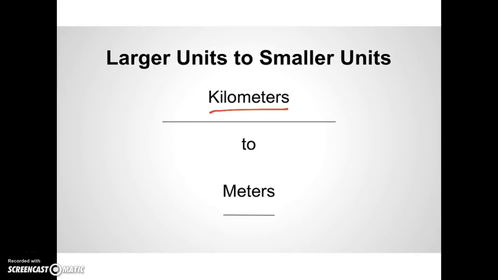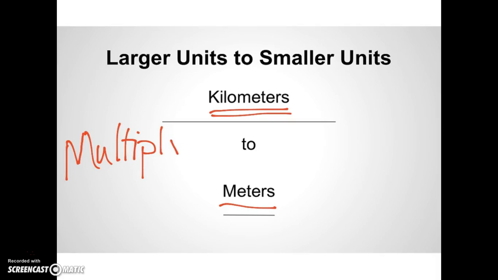For example, we might want to switch from kilometers, which are a large distance measurement, usually used to measure things like the distance between your house and the school. And we want to convert that into, say, meters, which is something used to measure, say, the wall of our classroom. When we're going from larger units to smaller units, we are going to multiply. Okay? So let's look at an example.